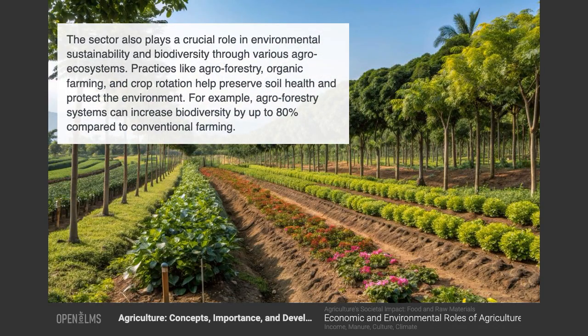The sector also plays a crucial role in environmental sustainability and biodiversity through various agro-ecosystems. Practices like agroforestry, organic farming, and crop rotation help preserve soil health and protect the environment. For example, agroforestry systems can increase biodiversity by up to 80% compared to conventional farming.